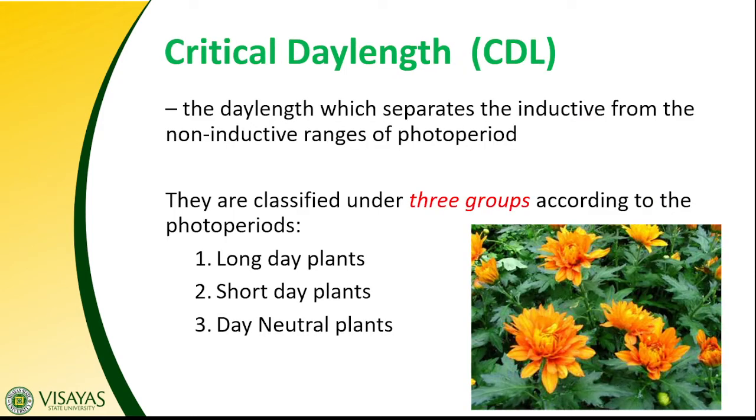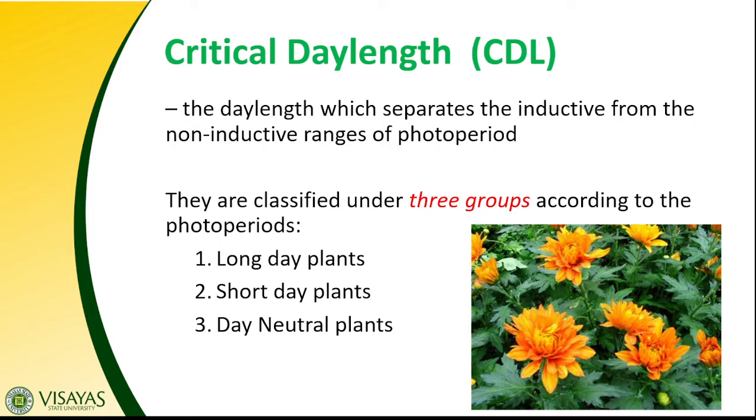With this aspect of photoperiodism, we should always learn or understand the critical day length of each plant. Plants differ in terms of critical day length, which is defined as the day length which separates inductive from the non-inductive ranges of photoperiod. So somewhat this is a boundary line of plants, or the period of light which can induce the plants to flower or which can inhibit the plants from flowering.